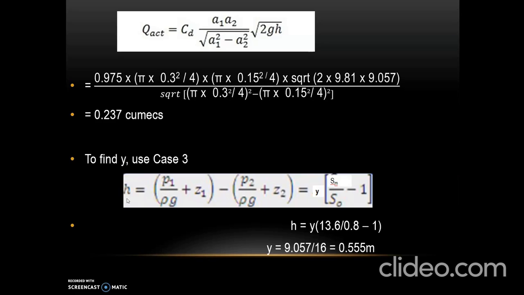To find the value of Y, we will use the equation H equal to Y into Sm divided by So minus 1. So H is equal to Y into Sm, that is 13.6, divided by So, that is 0.8, minus 1. So we get Y equal to H, that is 9.057, divided by 16, which is equal to 0.555 meter.